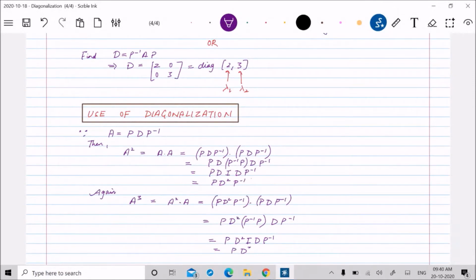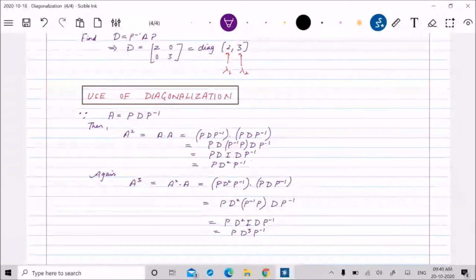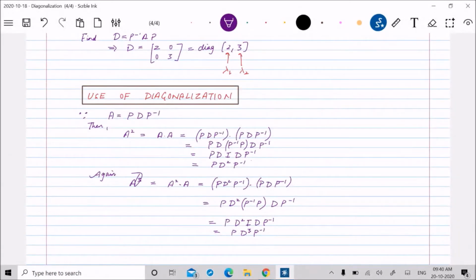Yes, even in an exam, looking at your own copy is not called cheating. P D cube P inverse. So again, you observe that if 3 is put on the power of A, then this goes on the power of D only. Nothing happens to the power of P inverse and P. Right? So can we generalize this logic?